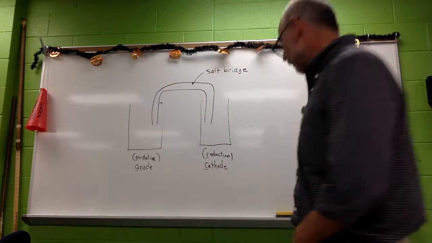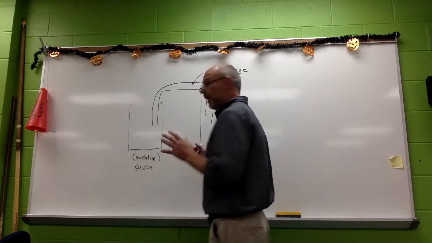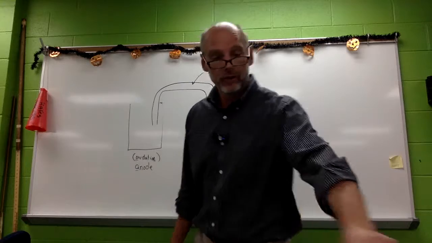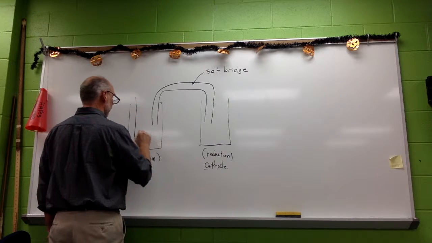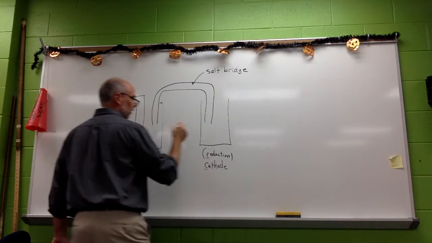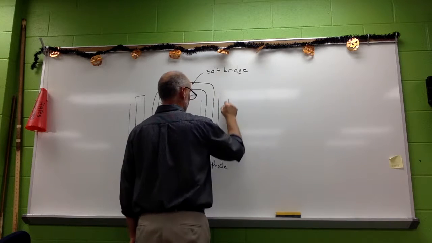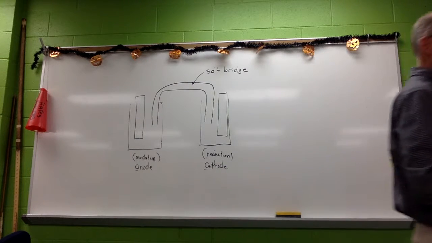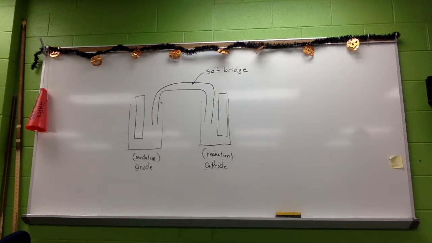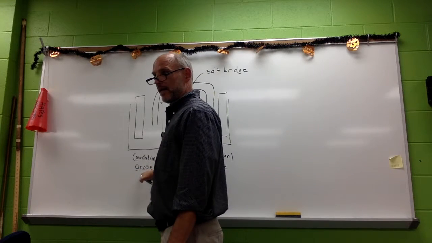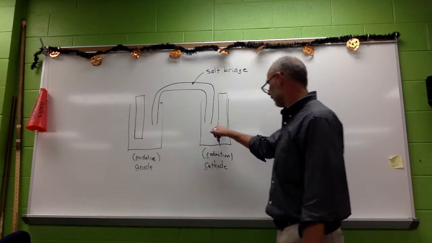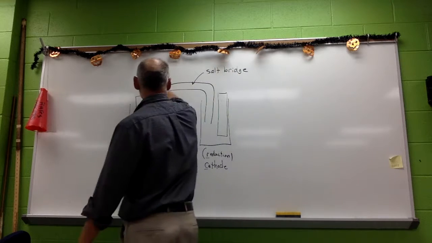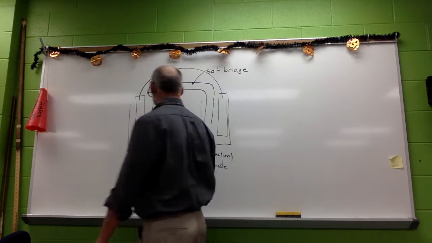Okay, so now we need a path for the electrons to flow. So typically, they're going to be two different metals. I'm going to put a strip of metal over here, and a strip of metal over here. In general, each of those strips is called an electrode. However, one of them is called the anode, and the other one is called the cathode. But in general, they're each called electrodes. And to connect them, we're going to put a little piece of wire.